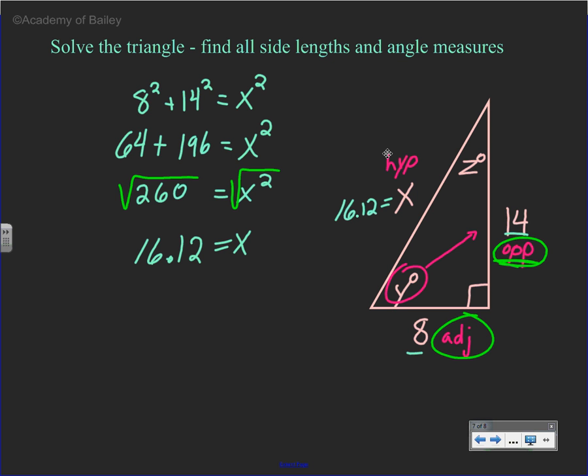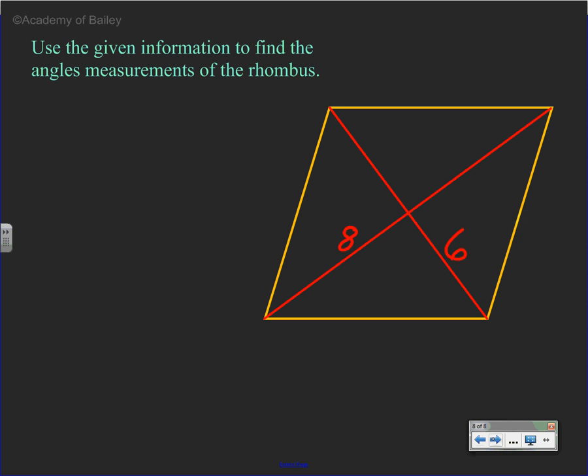Because we know if, in this problem, we got x equal to 10, we would have gotten the wrong answer because 10 is less than 14 there. So in this last example, it says use the given information to find the angle measures of the rhombus.